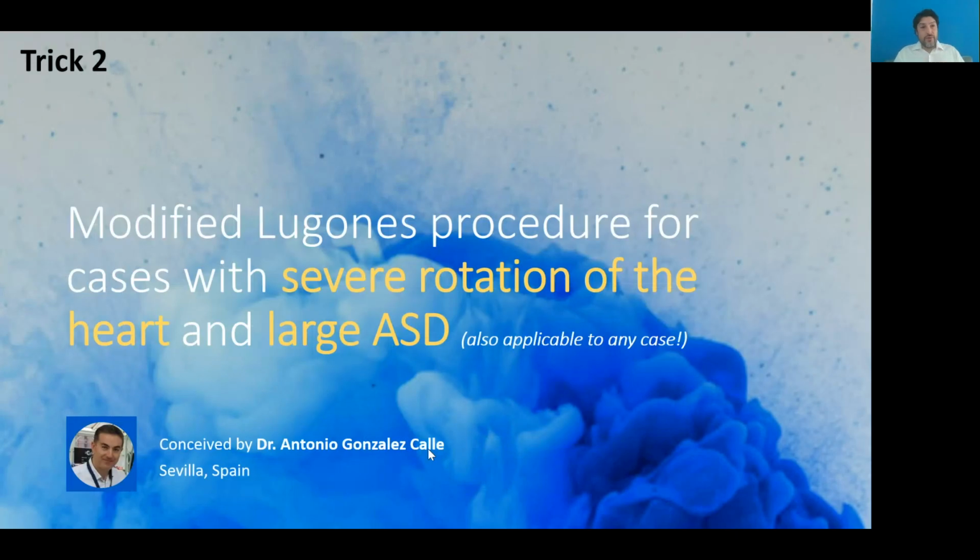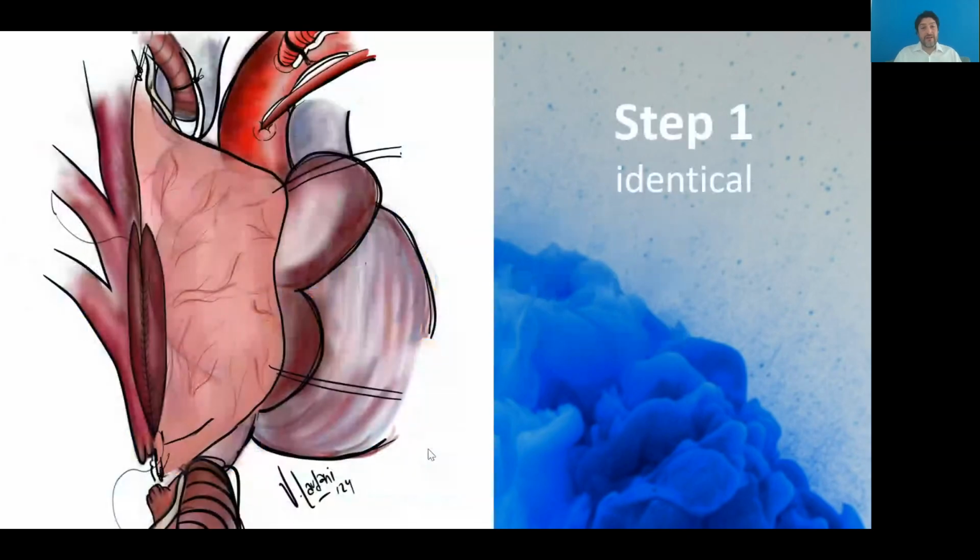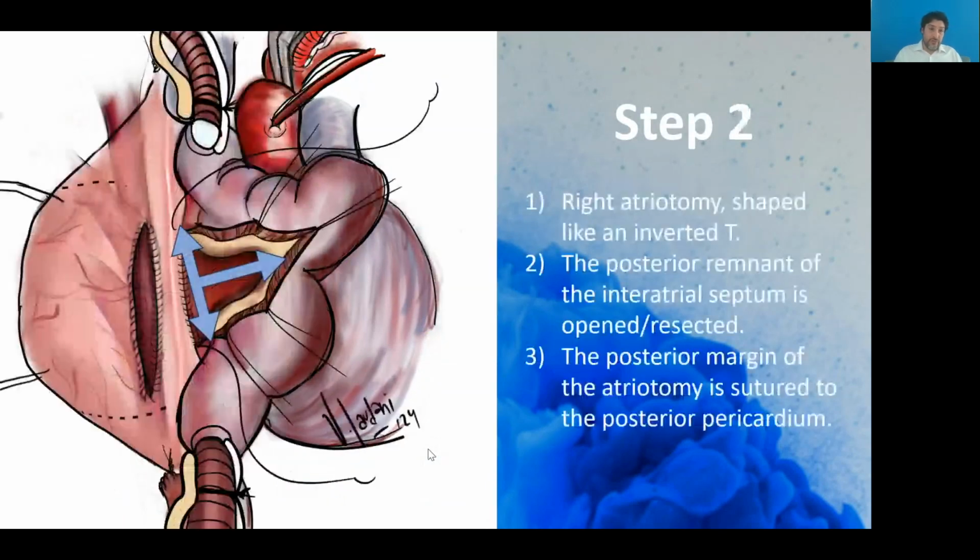There is another option, what I call the second trick, which is the modified Lugones procedure for cases with severe rotation of the heart and a large ASD. And this can also be applicable to any case. This idea was conceived by Antonio González Calle, from Seville. The first step of the procedure is exactly the same: you suture the vein to the pericardium. Then you make a right atriotomy shaped like an inverted T.